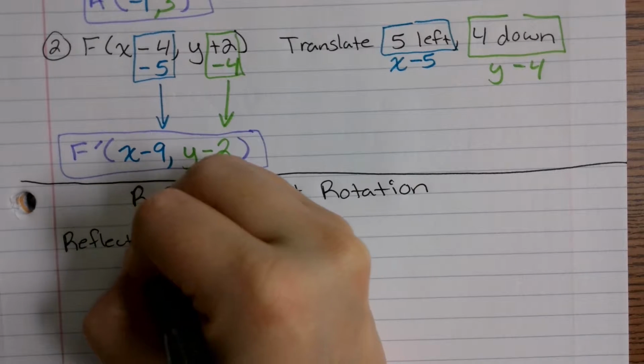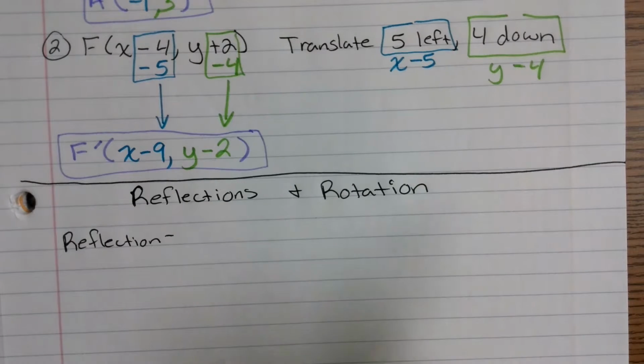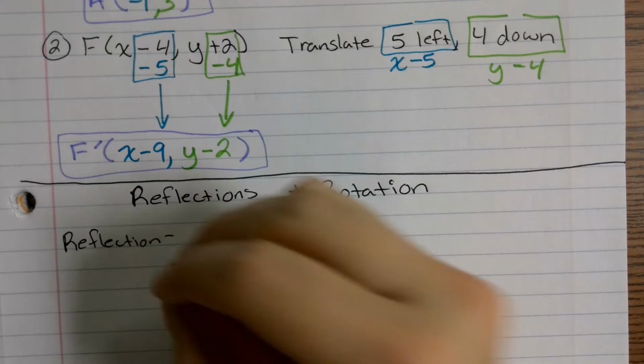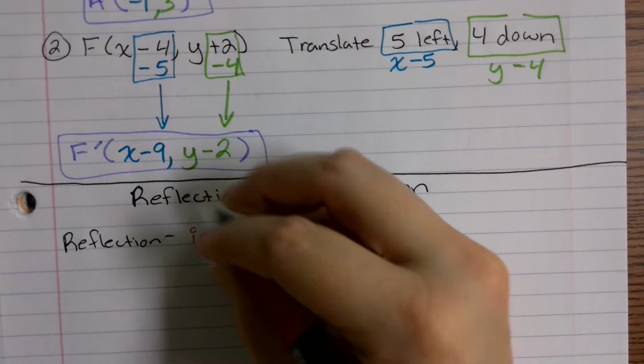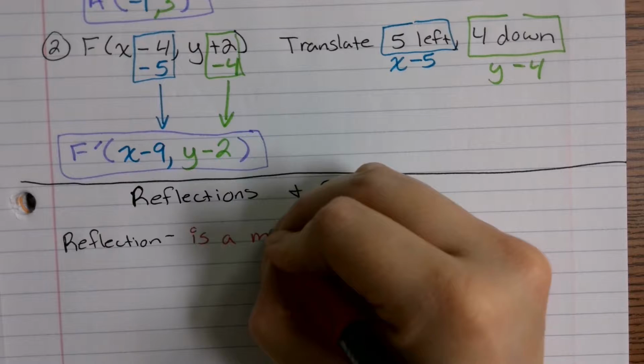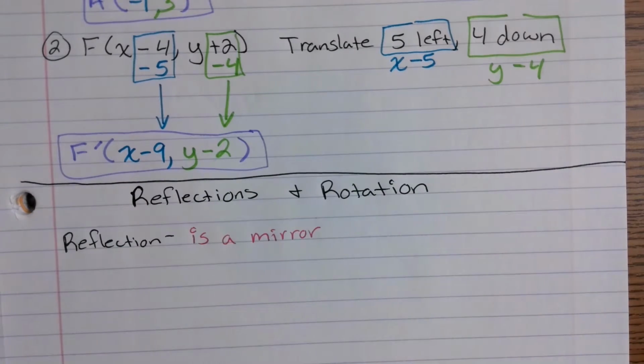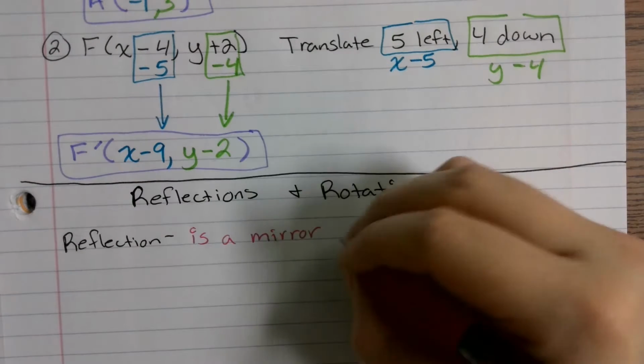So for our reflection, a reflection is just a mirror image. You guys see it all the time when you wake up in the morning. You look in the mirror and there's your reflection. So it's just a mirror image of the original shape or your original figure.